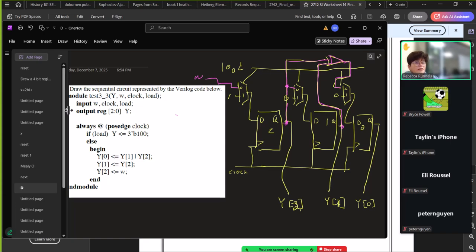Anything that's going into the flip-flop doesn't go directly into the flip-flop. It's always going to go into the multiplexer unless it's not part of an if statement. As long as it's within the if, it's going to go into the multiplexer and not directly into the flip-flop.